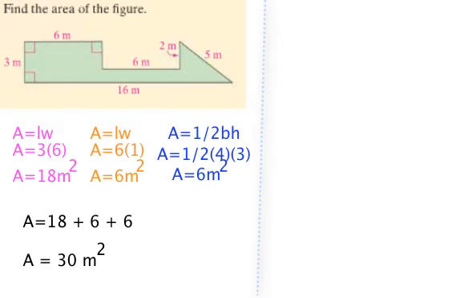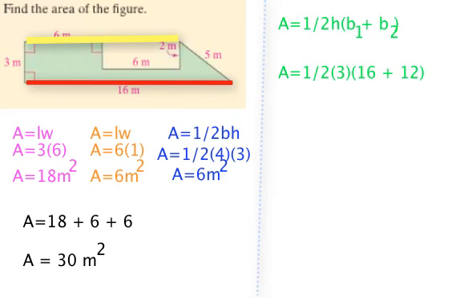Now let's find the area of the entire trapezoid and subtract the small rectangle. So first we find the area of the large trapezoid. Remember, our formula is A equals 1/2 times the height times the quantity B1 plus B2. So when we fill in what we know, the height of our trapezoid is 3. So we have the area equals 1/2 times 3 times the first base, 16. The second base would be 12. So we have A equals 1/2 times 3 times the quantity 16 plus 12.